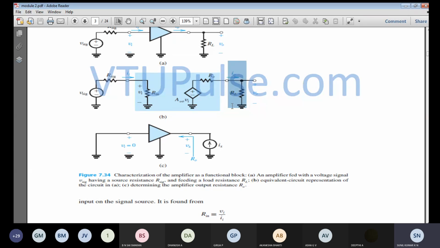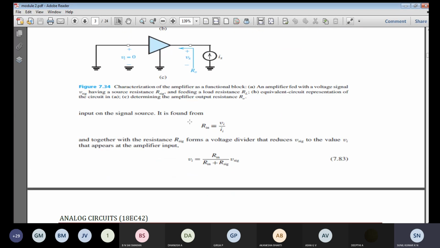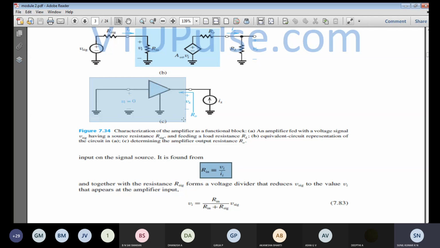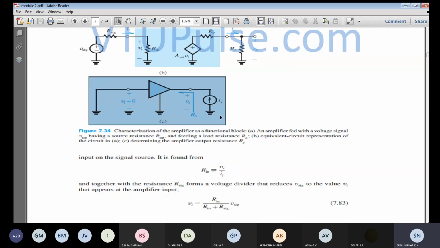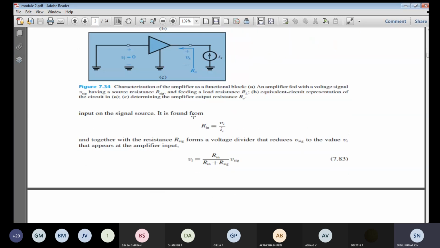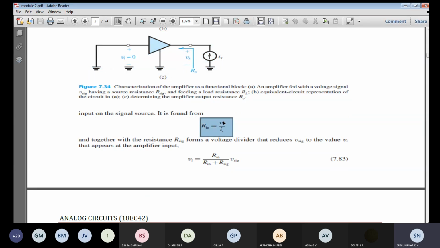So this is the load resistance. Now you are going to find the value of the input resistance. The input resistance Rin will be equal to Vi by Ii. This is the equivalent circuit of the amplifier functional diagram. Having found the output resistance R0, we now find the input resistance Rin, given by Vi by Ii, where Vi is the input voltage and Ii is the current drawn. So Vi by Ii gives the input resistance Rin.